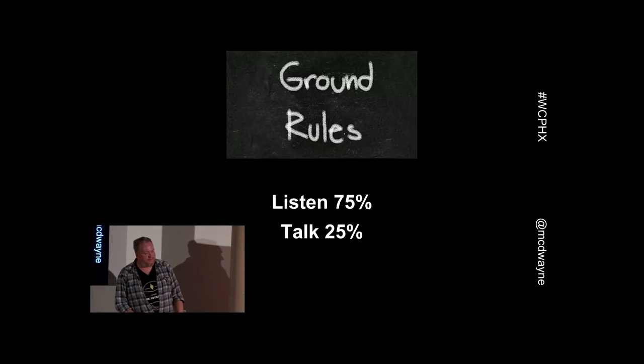Ground rules. Listen way more than you talk. I like a 75-25% rule, because you do have to talk. You have to lead the conversation. But don't dominate the conversation. You want to ask them. This is their phase. In qualification, talk about yourself all you want. Once we get to procurement and proposal, you're almost 100% going to talk about yourself, because you're going to explain exactly how you're going to do the thing that they told you they wanted done back in discovery.